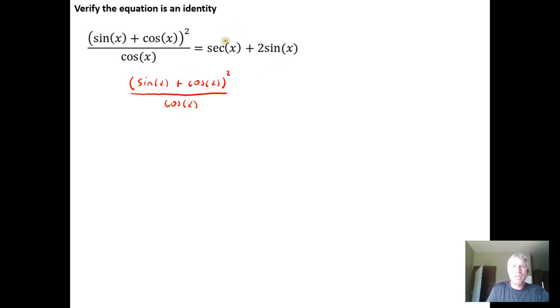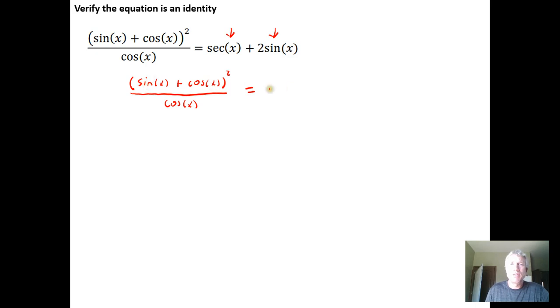And I need to get it into a position where it looks like the sum of two things, which tells me I'm probably going to want to multiply this out so I can break it into individual fractions. I also want to notice that if I multiply out the numerator, I'm going to get a sine squared plus cosine squared in the numerator, which will equal 1 by the Pythagorean identity. So I'm going to start by just multiplying the numerator out.